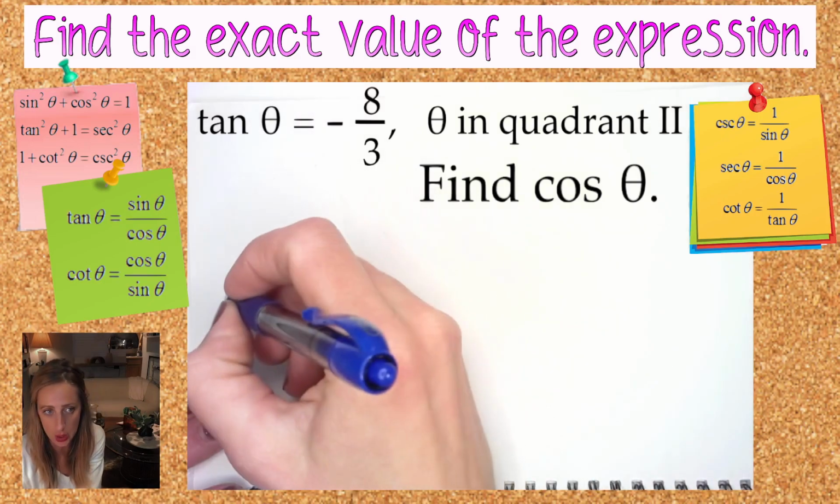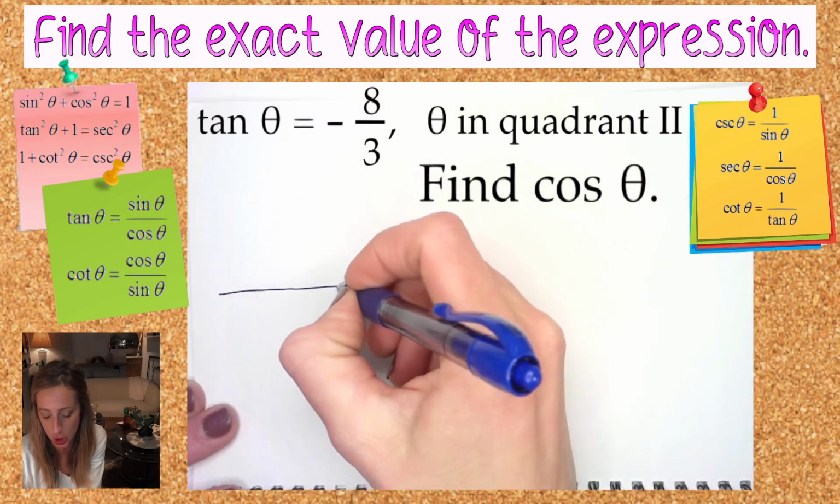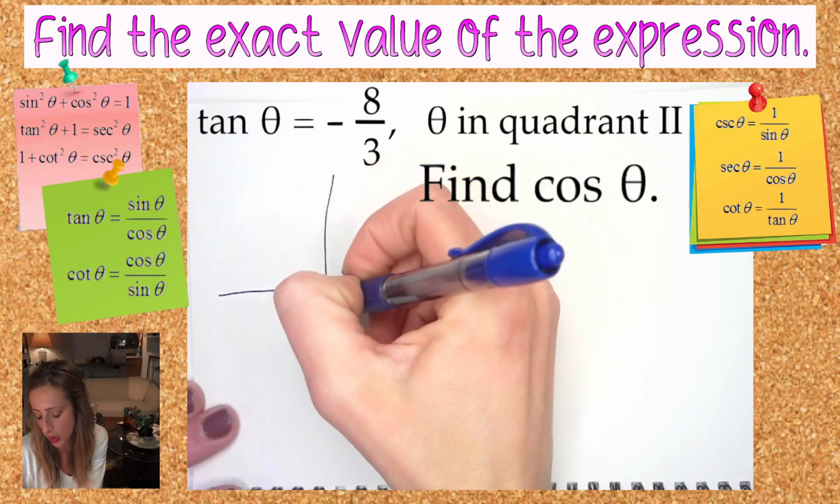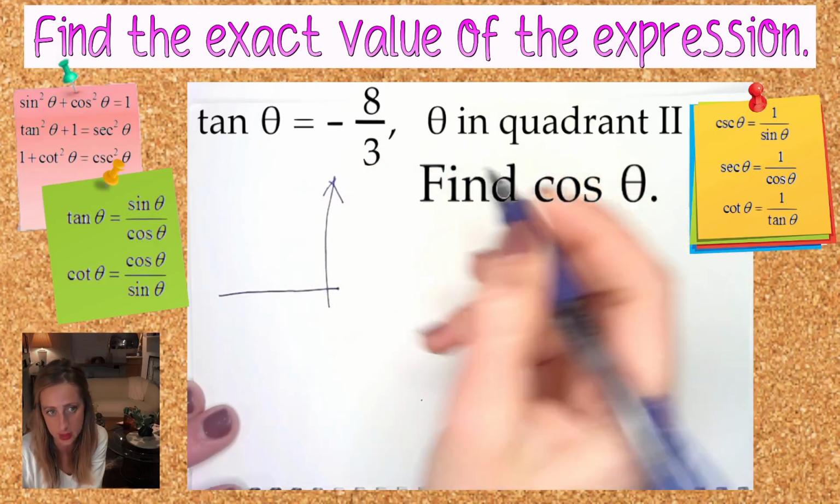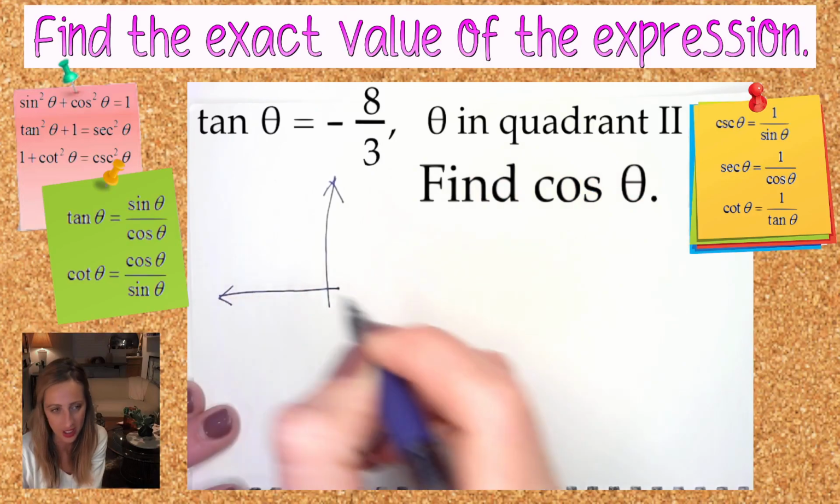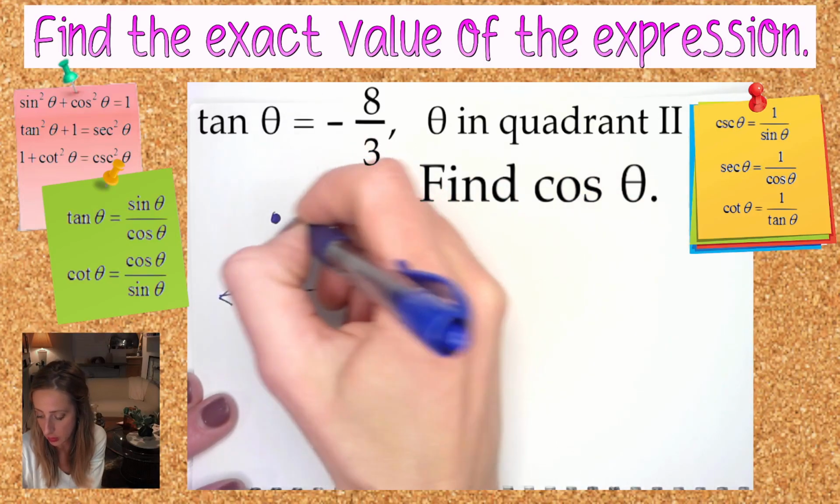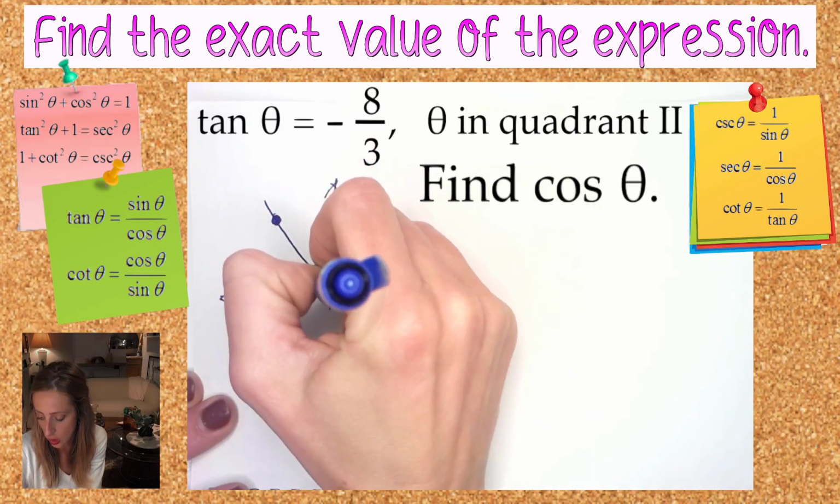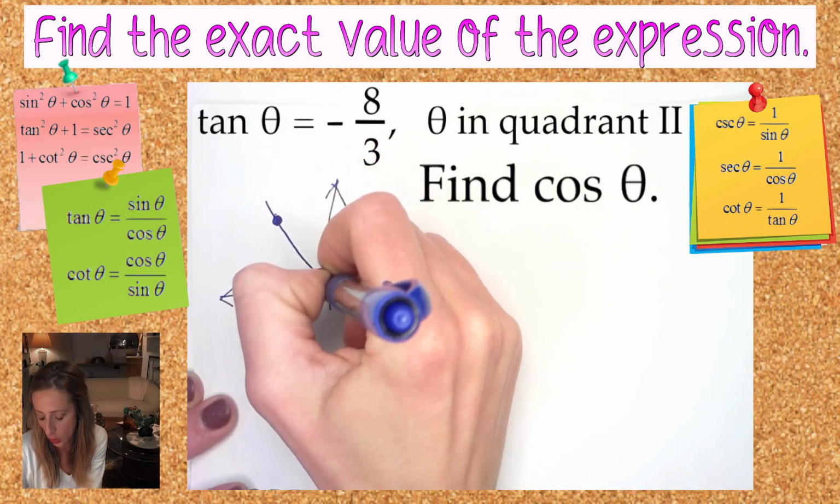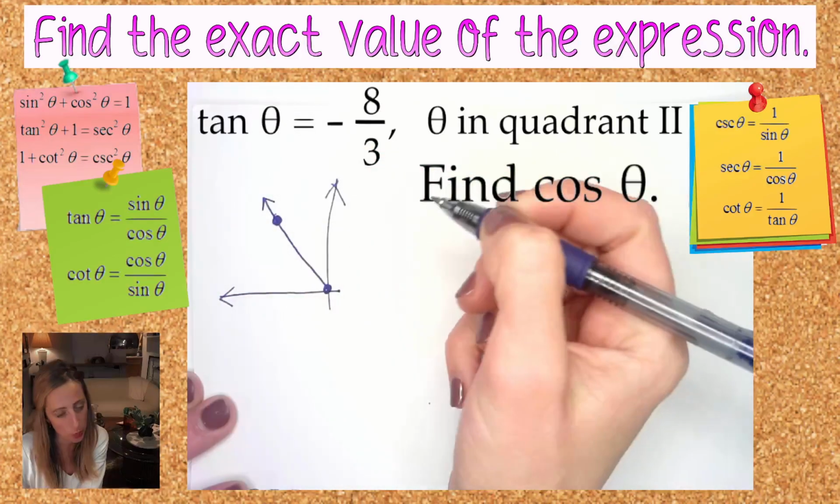So let's get started, and we're going to start by drawing quadrant 2. That means I need to draw the positive y-axis, not my best drawing, and the negative x-axis. We're going to put a point randomly in there in quadrant 2. I'm going to connect it to the origin. That represents my terminal side.